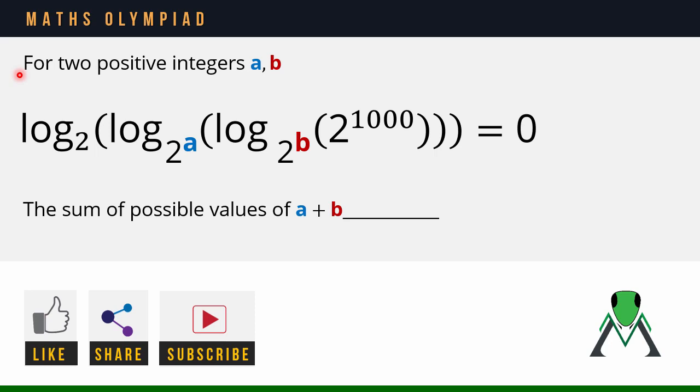Hello everyone. Let us discuss this mathematics Olympiad question involving logarithms. There are two positive integers a and b which are missing in this logarithmic equation. After solving this equation, you have to find the possible values of a and b, and then find the sum of all possible combinations of the values that you get.